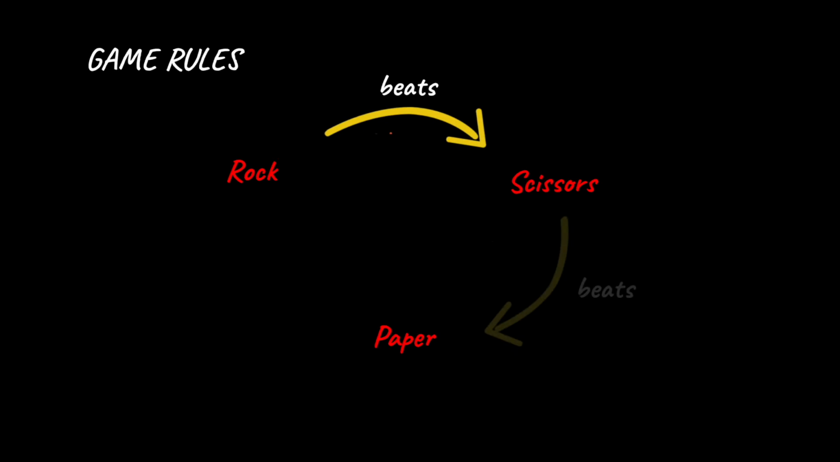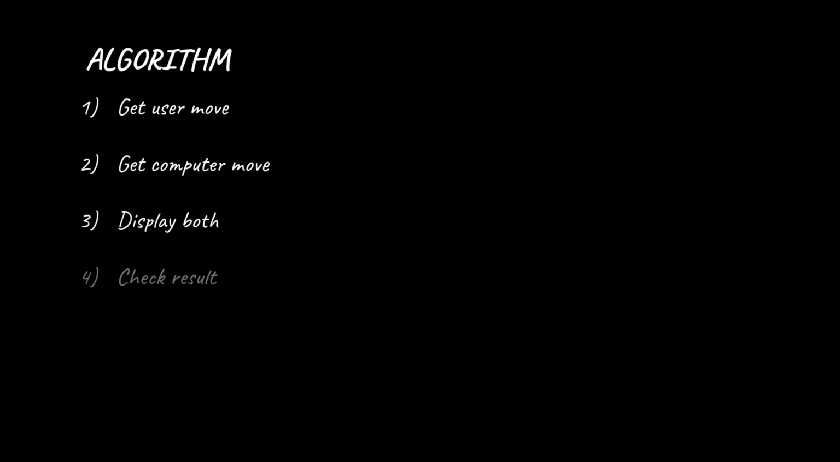In Rock, Paper, Scissors, there are 3 choices for each player. Each one wins against one of the other two, but loses against the other. The algorithm is pretty simple. At step 1, we're gonna get the user choice, then the computer's one, and at step 3, we're gonna display them. Then at step 4, we're gonna check the result, and right after, we're gonna display it. Finally, at step 6, we're gonna ask if the user is down for another play.